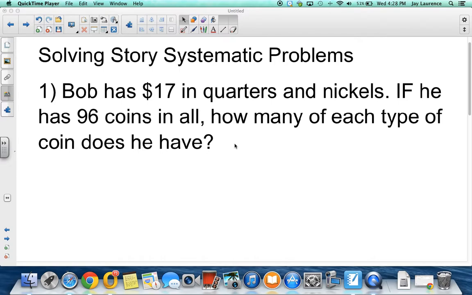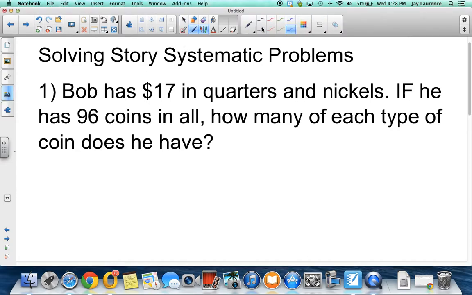Hello, algebra students, Mr. Lawrence here, and we're going to do two quick story problems using systems to solve them. So first of all, Bob has $17 in quarters and nickels. If he has 96 coins in all, how many of each type of coin does he have?